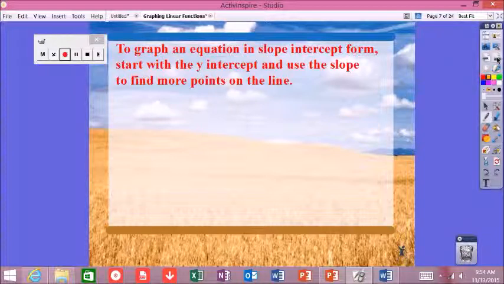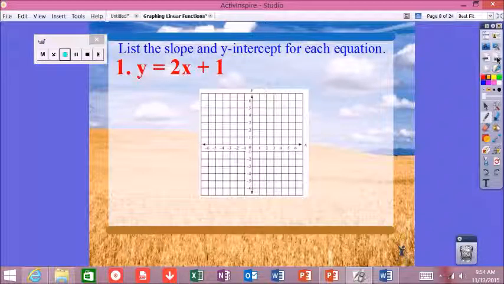When you want to graph an equation in slope-intercept form, there's two things you need to do. First of all, you plot the y-intercept on the coordinate plane, and then you use the slope, the rise over run, to find more points on the line. So we're going to go back to our same examples. Number 1, y equals 2x plus 1. The y-intercept is 1. So we're going to put a dot on the y-axis at 1. That is a point, 0, 1. We're now going to use the slope to rise 2 and run 1.